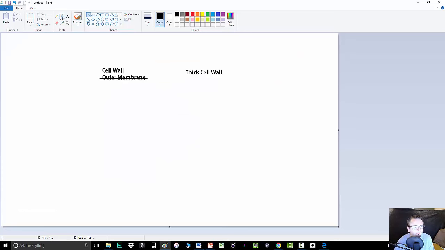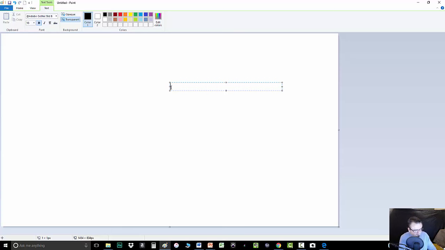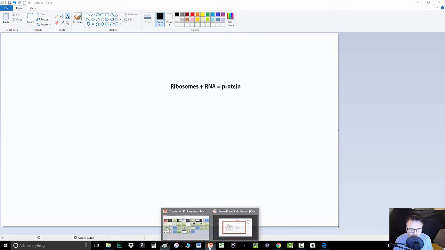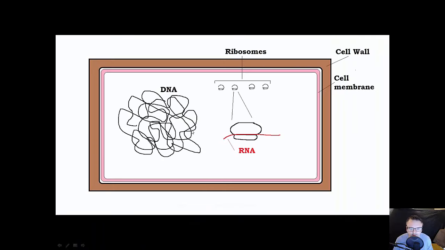So you might jot this down. I probably won't test you over this now, to be honest with you, but it'll be a topic in the future, so it might help if you connect these here. But essentially, ribosomes plus RNA equal protein. That's a real simple way of putting it. Ribosomes work in conjunction with RNA to make protein. And so that's how those three things connect. But don't worry about that too much because that'll be a topic later.